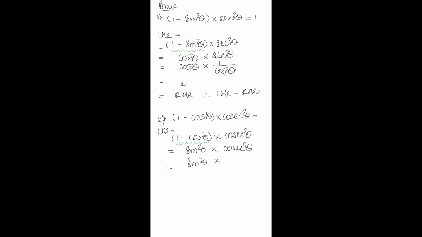Cosec square theta we will write as 1 upon sine square theta. And then sine square theta cancels out. And what is left is simply 1, which is equal to RHS. Therefore, LHS is equal to RHS. So everybody write down these two questions.